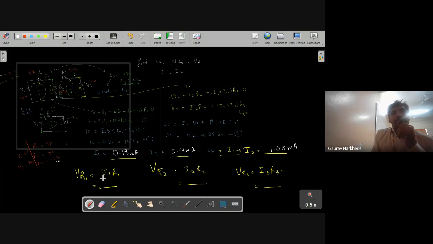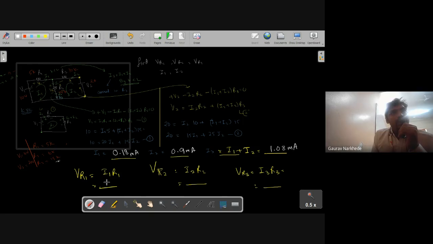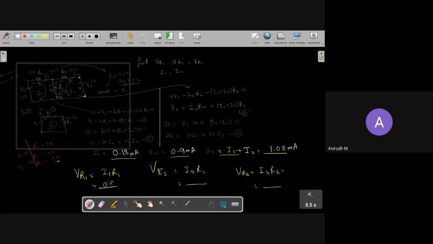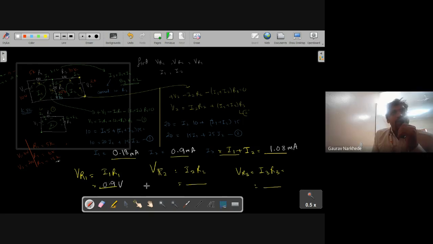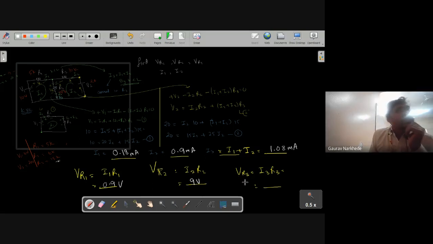And then this is I1 into R1, 18 milli into 5. So it will be 0.9 volts. I2 into R2, 0.9 into 10 kilo ohms, that is 9 volts. And then this is I3, 1.08 into R3, which is 15. So how much is it?